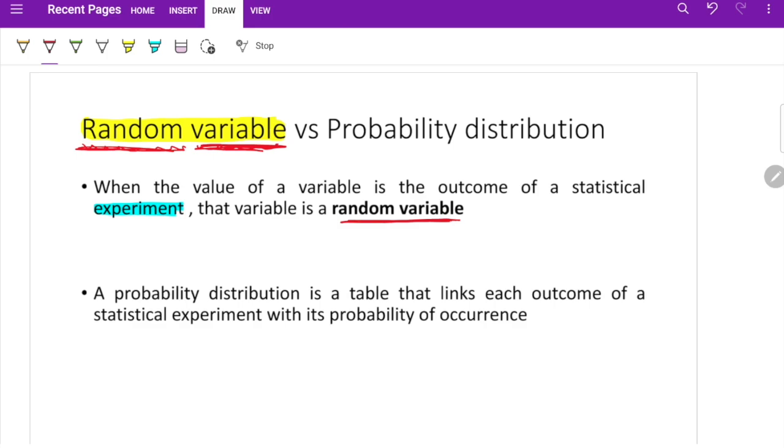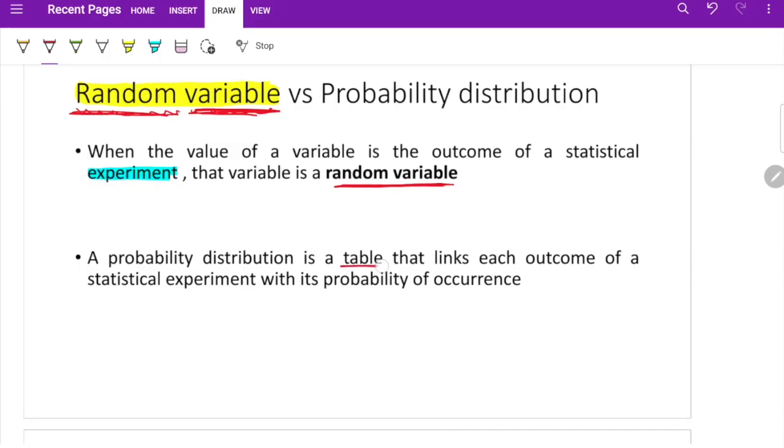What is the probability distribution? It is the table that links two things. It links each outcome of the experiment with its probability of occurrence. It's a table that makes connections between each outcome of the experiment and the probability of the occurrence of that outcome.